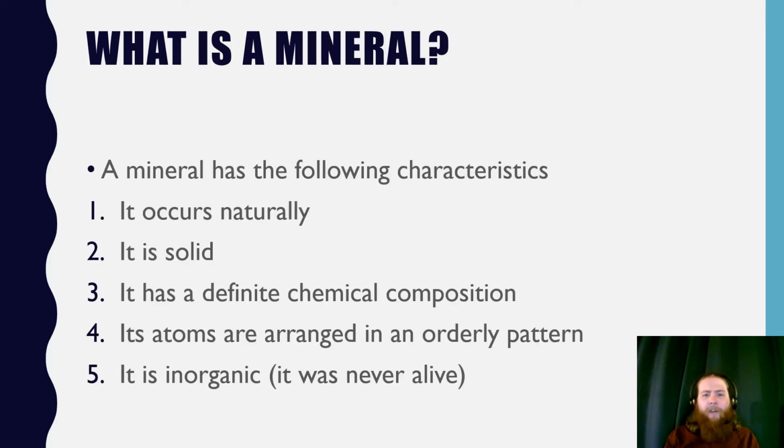So, when we start talking about minerals, we have to ask ourselves, what is a mineral? And a mineral has 5 characteristics that make it a mineral. It has to occur naturally. It has to be a solid. It has to have a definite chemical composition. Its atoms have to be arranged in an orderly pattern, usually crystalline. And it has to be inorganic, meaning that it was never alive. So things like coal or oil are not minerals. They were alive at one point. They cannot be a mineral. A mineral has to be inorganic, never alive.